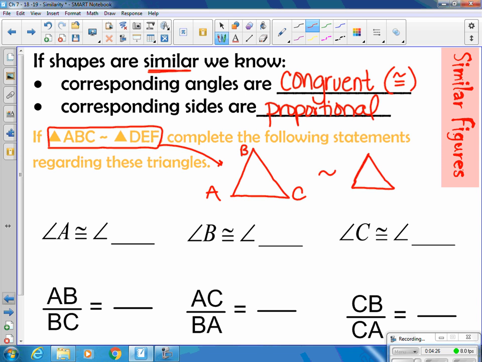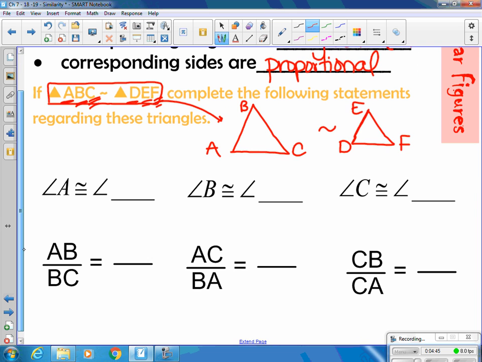Now, D has to go where A is. Because again, we can look up here. A is in the same location as D, so D needs to go in the same location. B goes with E, so E would go up there. And C goes with F, so F would go there. Okay, now that we know that, let's see if we can figure these out. Angle A would be equal to what angle in the smaller triangle? Angle D. Okay. Angle B would be equal to angle E. And then last but not least, angle C would be equal to angle F.